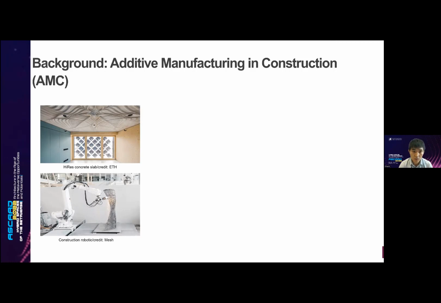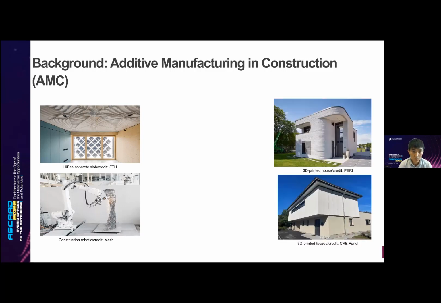For instance, the Hi-Res slab produced by ETH claims that it saves approximately 70% of material compared to the conventional casting method. The Mesh company is able to manufacture free-form reinforcement structures with robotic arms. The first 3D printed residential building in Germany was finished last summer. And wall panels with textile reinforcements have also been prefabricated and then assembled on site.